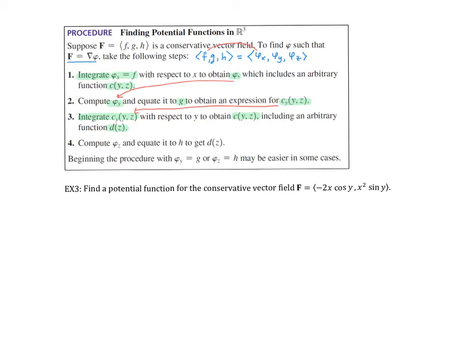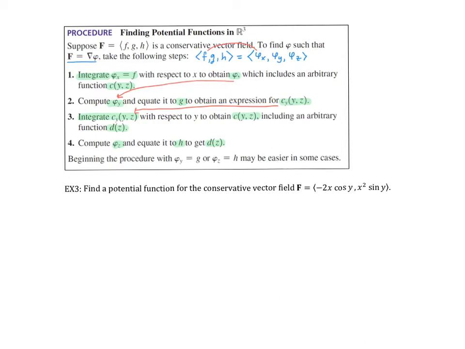So the fourth step is that you would find the partial derivative of that function phi that we've been adding constants to in steps 2 and 3. Take the derivative with respect to z, set it equal to h, and then finally you can solve for the remaining constant.